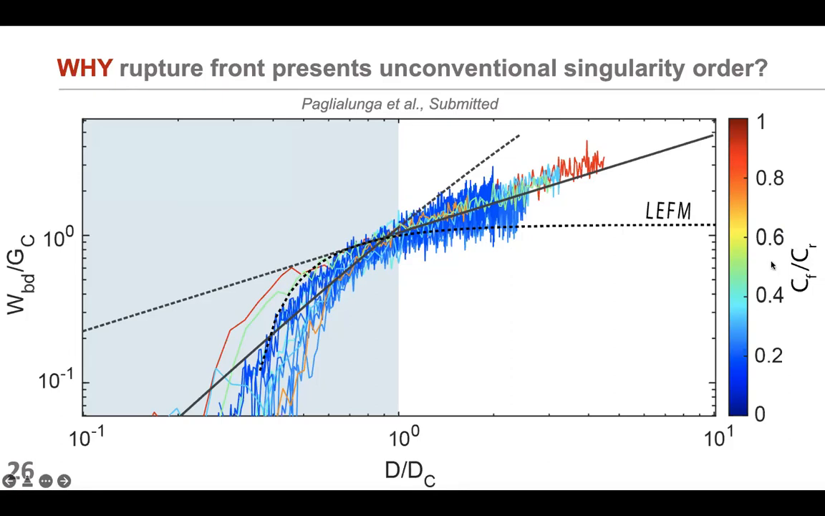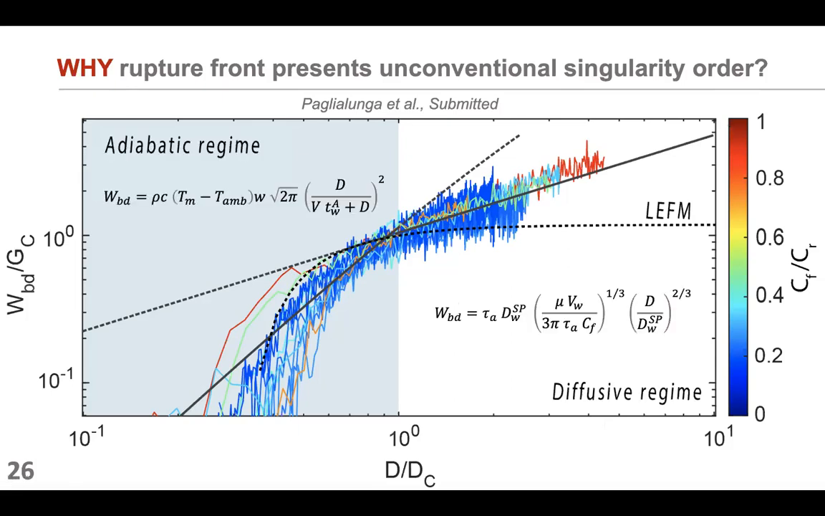But for events that propagate faster, you can see that we have this constant increase of the breakdown work with cumulative slip with an exponent of 0.6. The black lines here correspond to two asymptotic solutions that we derived from flash heating theory that allow us to show that the first increase of breakdown work can be explained by flash heating in the adiabatic regime. So if you neglect diffusion of the asperities, because these propagation times are very small compared to diffusion processes.